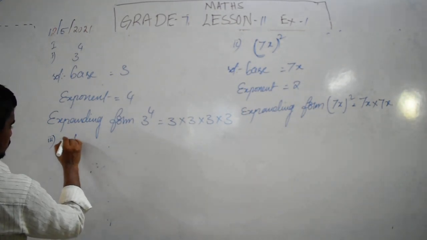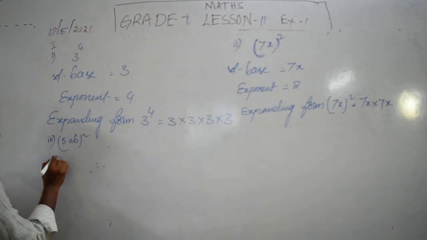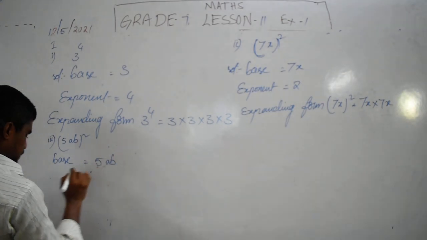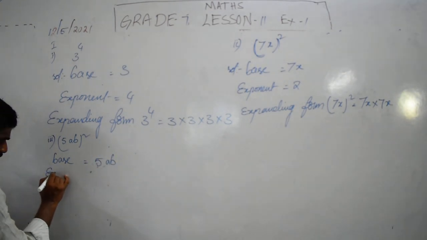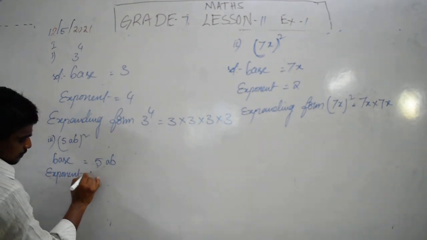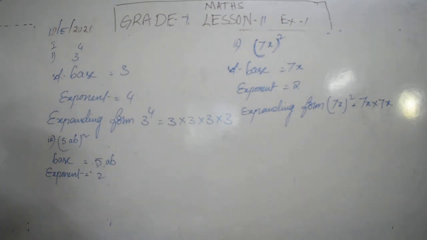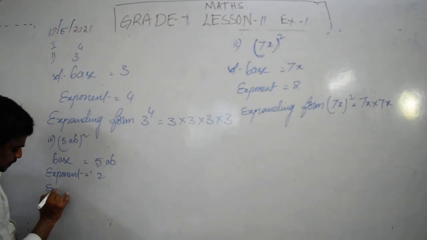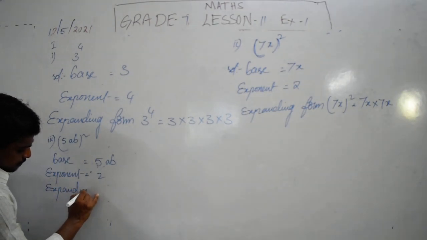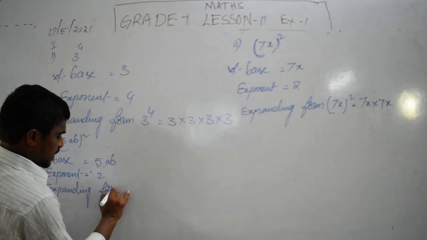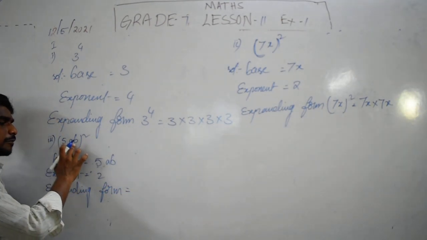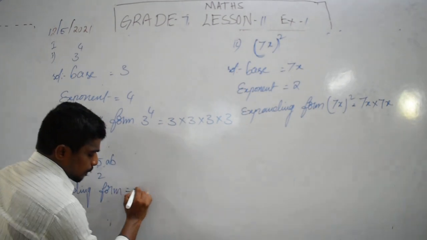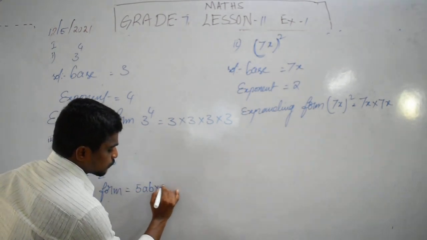Third one. 5ab square. See, base 5ab. Exponent 2. Base 5ab, exponent 2. Now here expanding form. See, 5ab whole square. So base 2 times multiply. 5ab into 5ab.